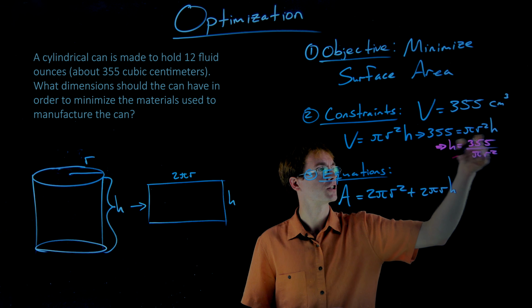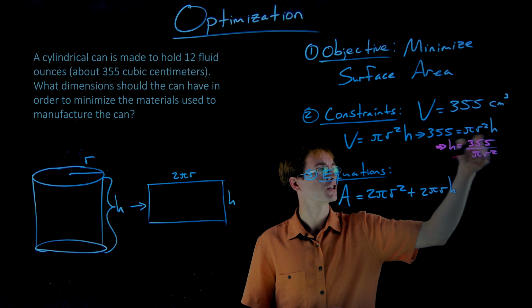Okay, so to help us set up our equation that's going to represent the surface area of our can, we have to think about our constraints. That is, what is stopping us from just making this surface area basically zero or as small as possible? And well, the constraint that we can see right away is that our can has to hold a certain amount of fluid in it, right? The volume of our can has to be 355 cubic centimeters, which is equivalent to about 12 fluid ounces.